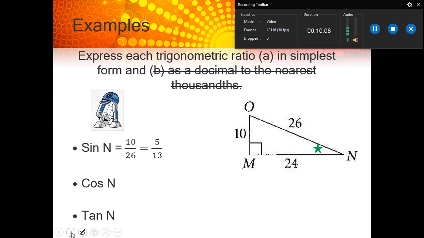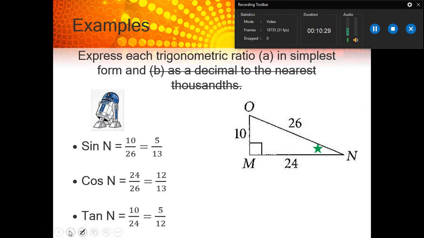Cosine, caught another hobo. Adjacent over hypotenuse. Adjacent is 24, hypotenuse is 26. And that reduces to 12/13. Tangent, tripping on acid, opposite over adjacent, 10/24, and it will reduce to 5/12.